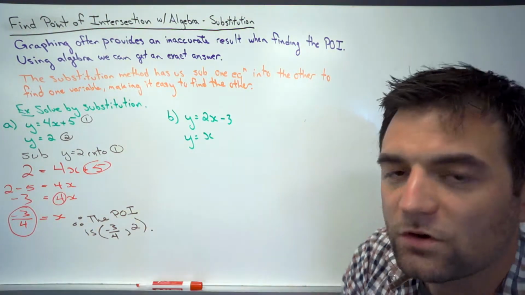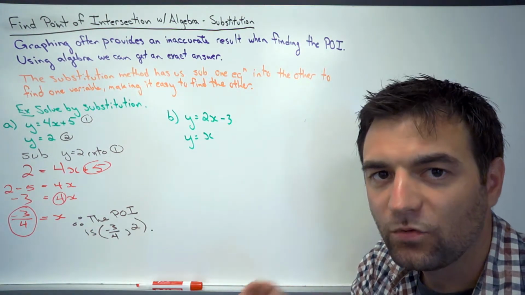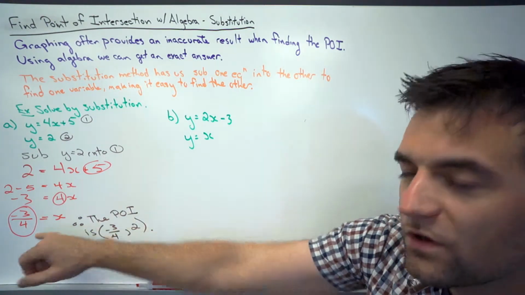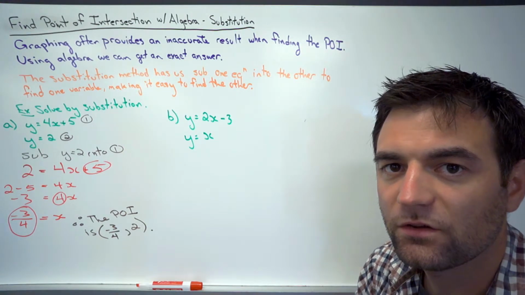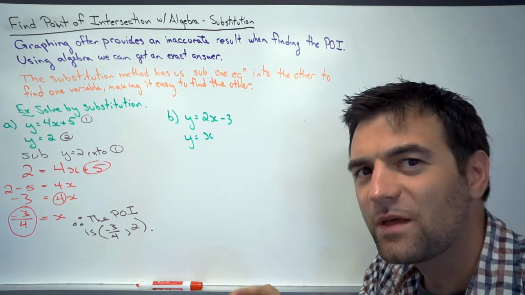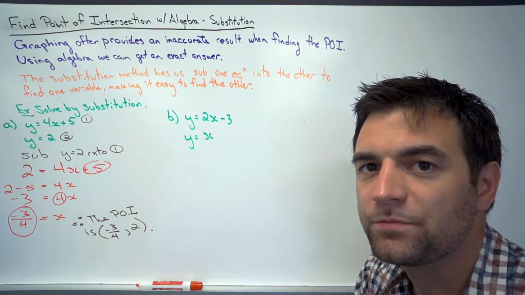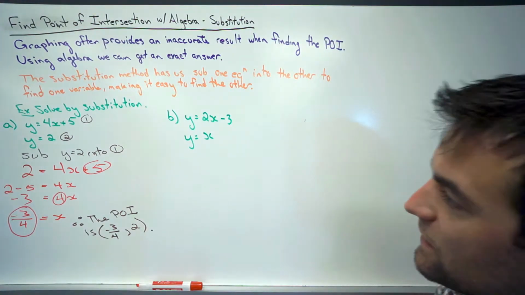This is negative 3/4, so this is a fraction. This would be part way between 2 points on the graph. We couldn't get an exact answer like that easily on the graph. We think it was 3/4, but maybe it's not. Maybe it's a little bit more, maybe it's a little bit less. Here we know it's exactly 3/4. Let's take a look at another example.